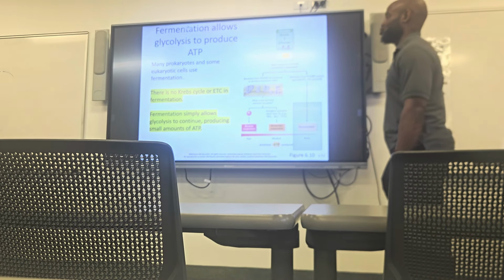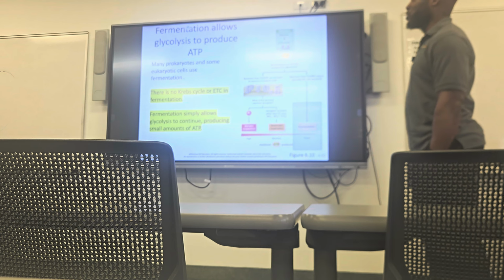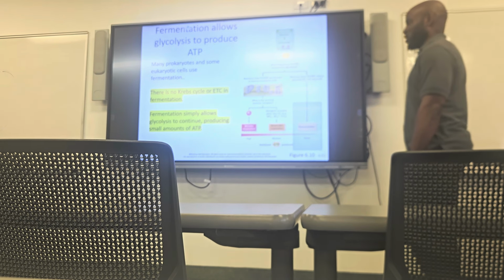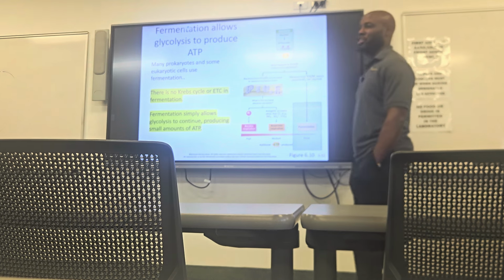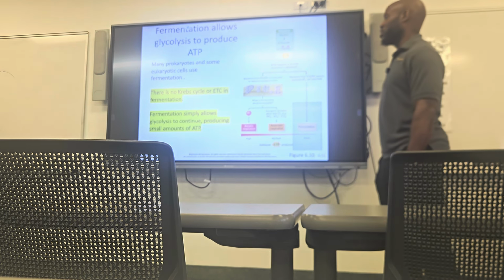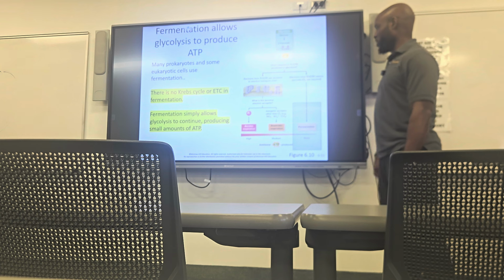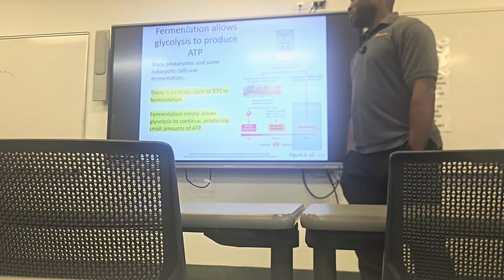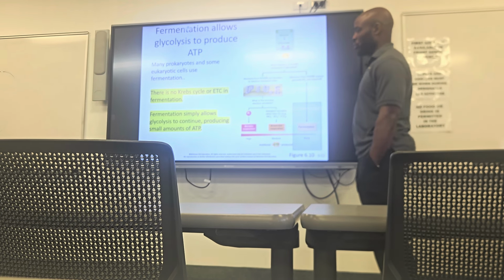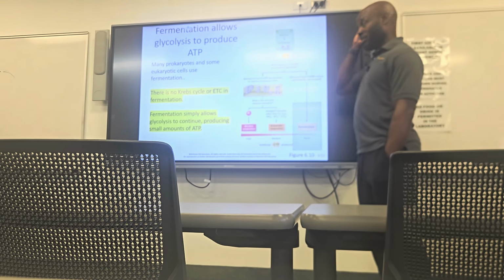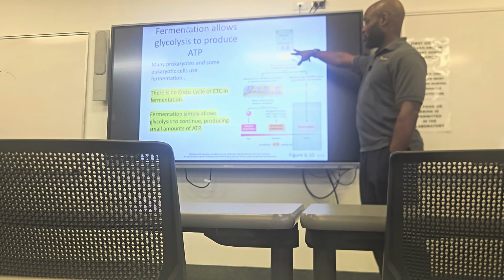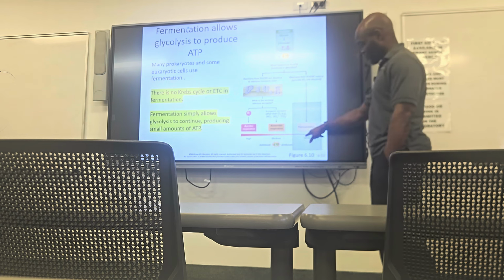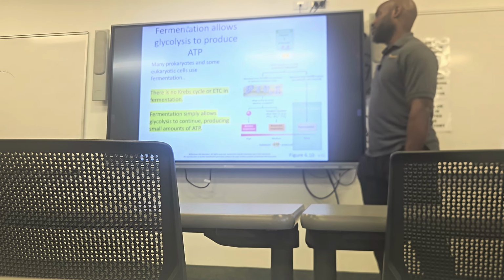Many prokaryotes and some eukaryotes use fermentation. There's no Krebs cycle or electron transport chain, and fermentation simply allows glycolysis to continue breaking apart glucose, and you can produce smaller amounts of ATP. Okay? So no oxygen needed, no electron transport chain needed, just breaking apart glucose by the process of glycolysis, and you can produce very small amounts of ATP.